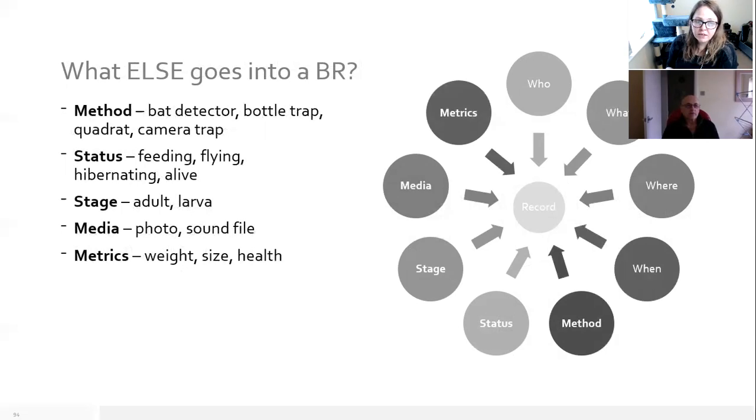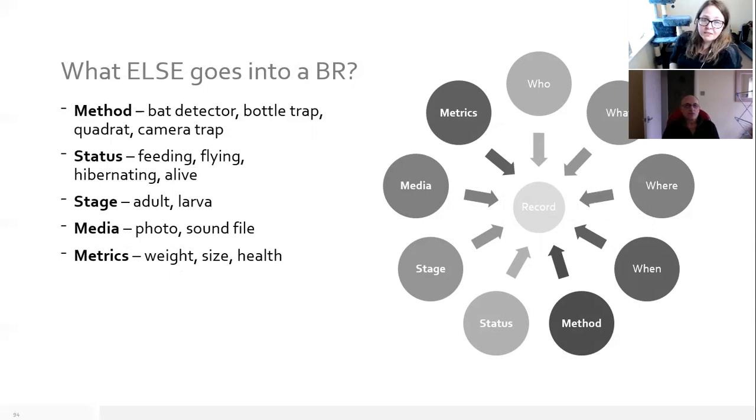So the status of the animal. So was it feeding, flying, hibernating, alive, dead? And what life stage was it in? An adult, a larva? Was it in flower? This applies to all different taxa. These are universal principles about biological recording, not just bats.